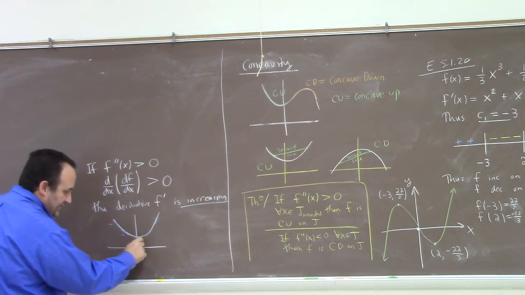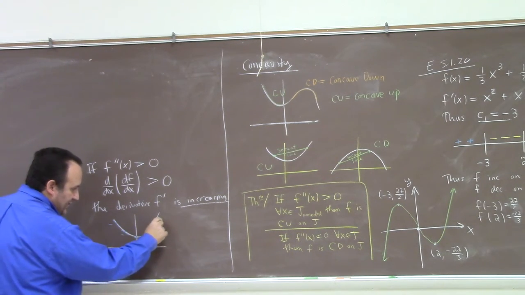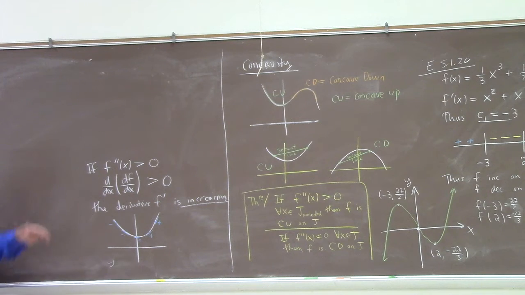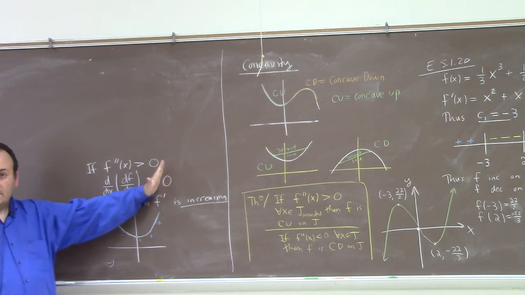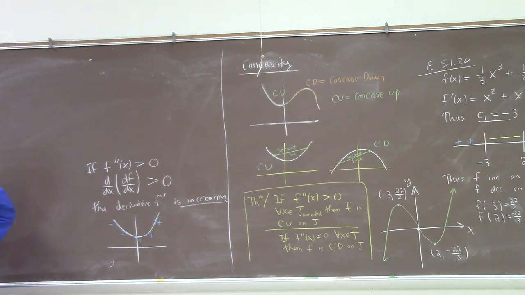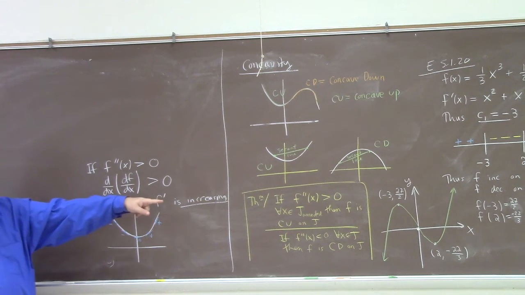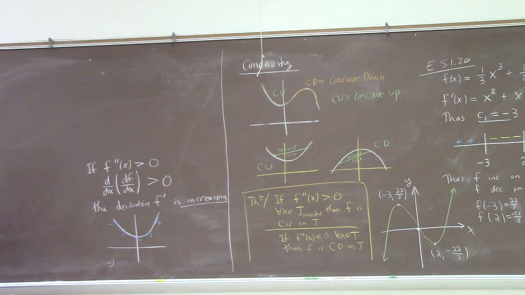It's negative. This one's 0. This one's positive. This one's positive. So what's happening? The derivative is increasing as we go through a bowl shape, which is why that theorem is true. All right?